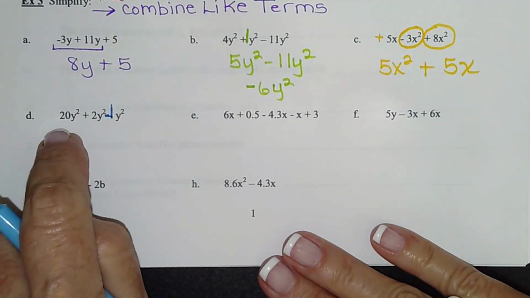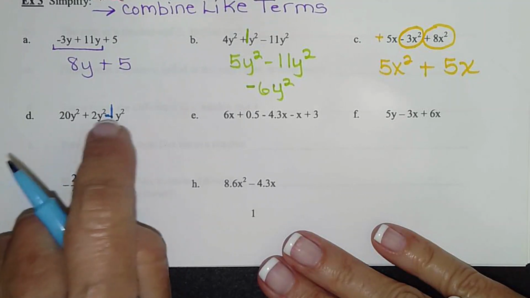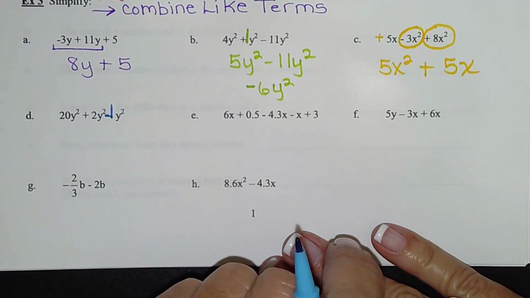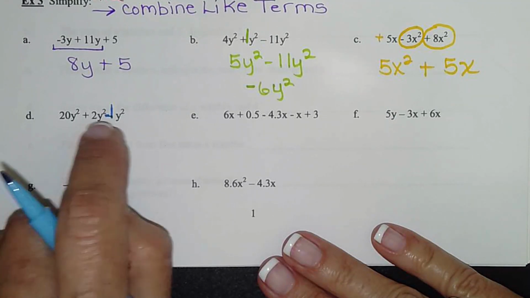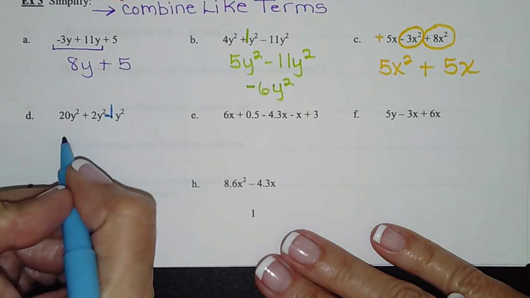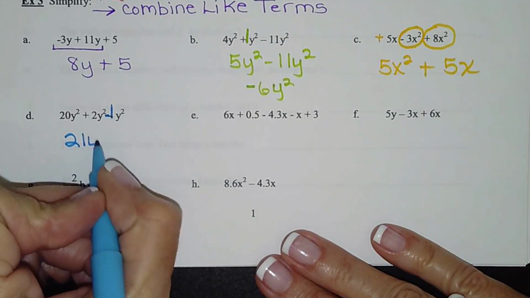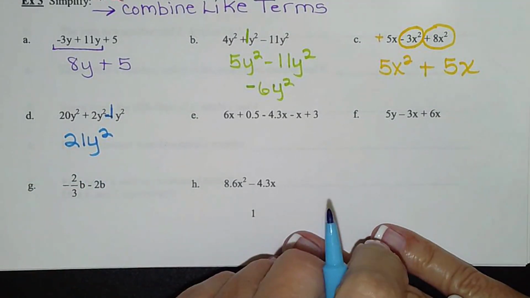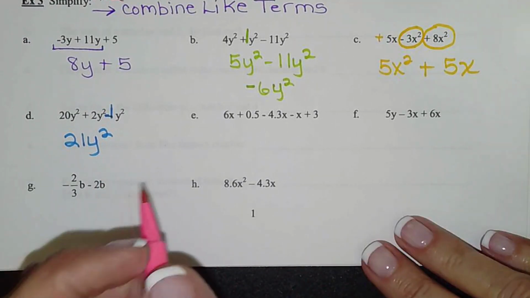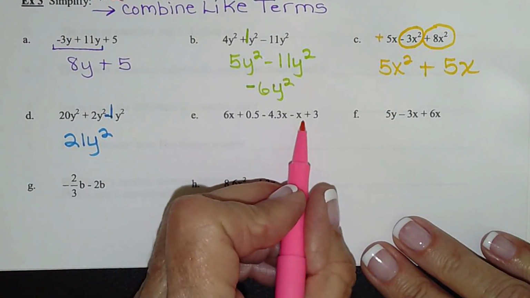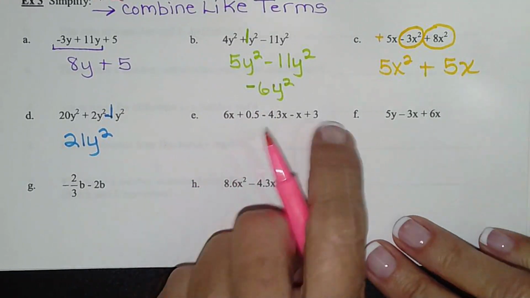Okay, so let's do it. So I can see y squared, like terms. So 20 plus 2 is 22, minus 1 is 21, y squared. And next we have 3 like terms here and then 2 like terms there.